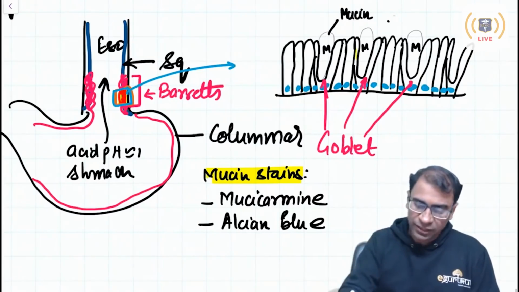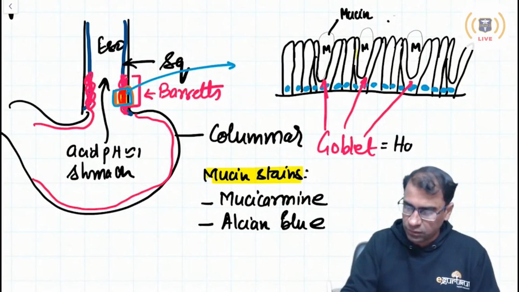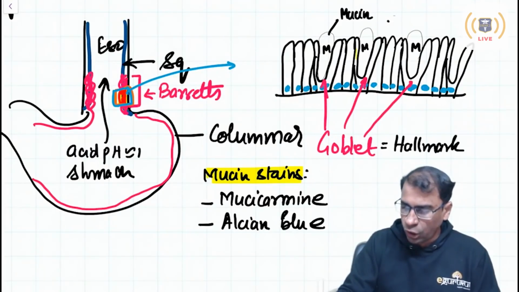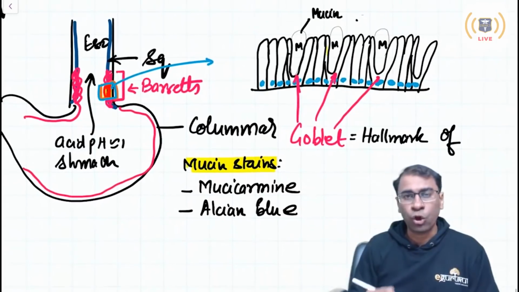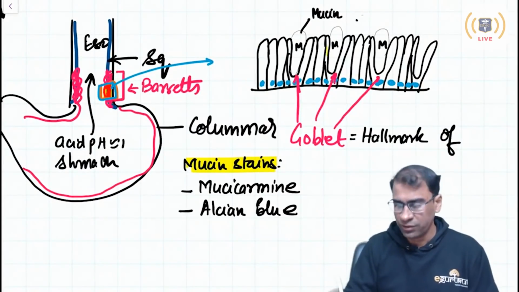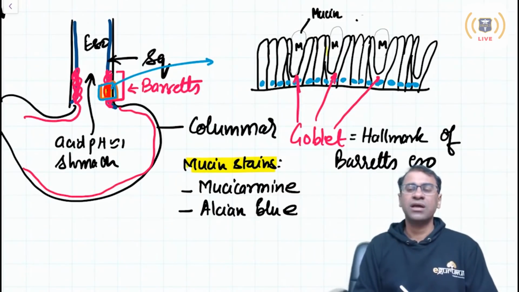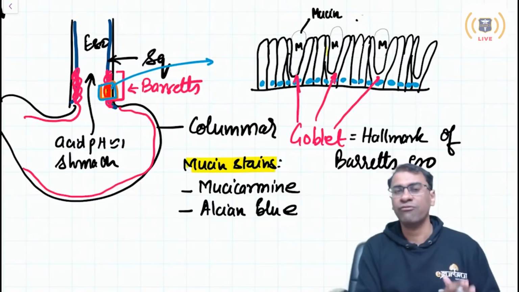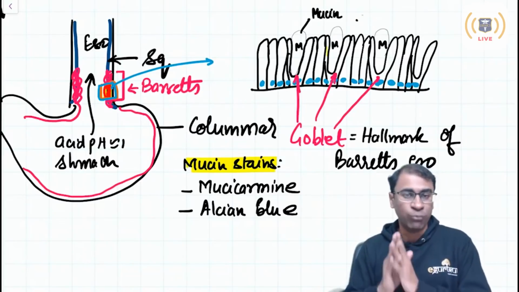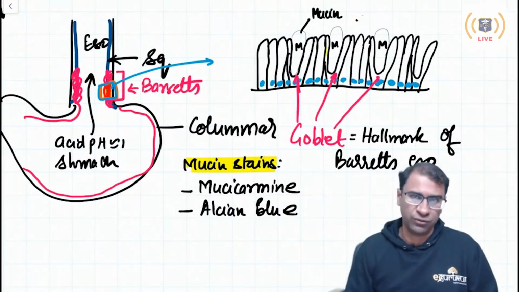The goblet cell, as I told you, is the hallmark of Barrett's esophagus. The moment you see a goblet cell, you are sure it's Barrett's esophagus.